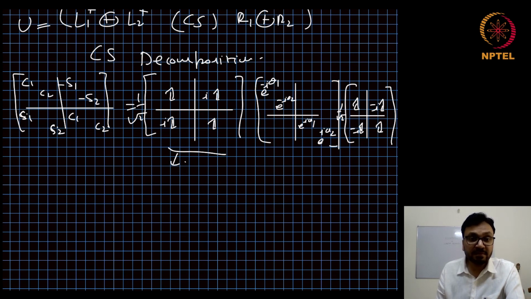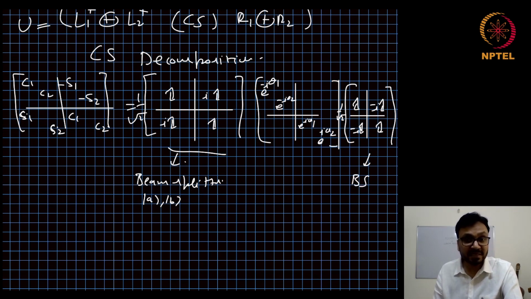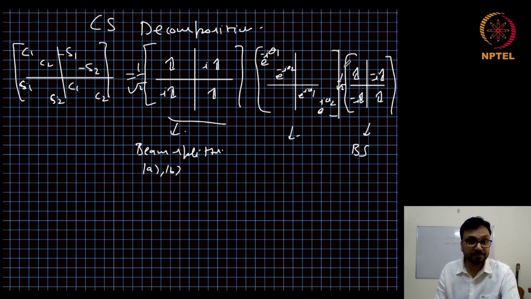This matrix is a beam splitter acting only on the path information A and B, irrespective of the polarization. It does not depend on polarization. Similarly, this matrix is the beam splitter matrix, and it does not depend on the polarization state. But this is a phase matrix which gives you phase of theta 1 and theta 2 to horizontal and vertical polarizations in the two different paths.